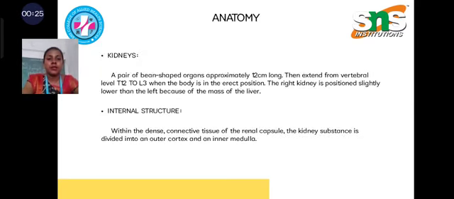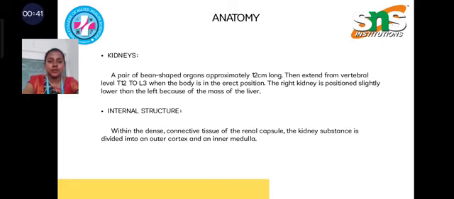Kidneys are a pair of bean-shaped organs approximately 12 cm long, extending from the vertebral level T12 to L3 when the body is in the erect position. The right kidney is positioned slightly lower than the left because of the mass of the liver.